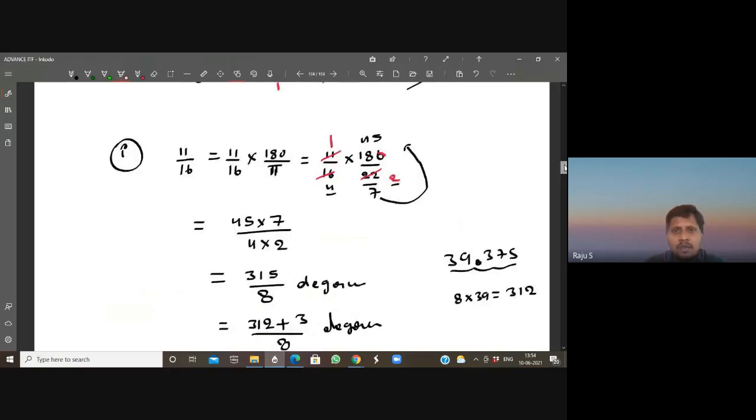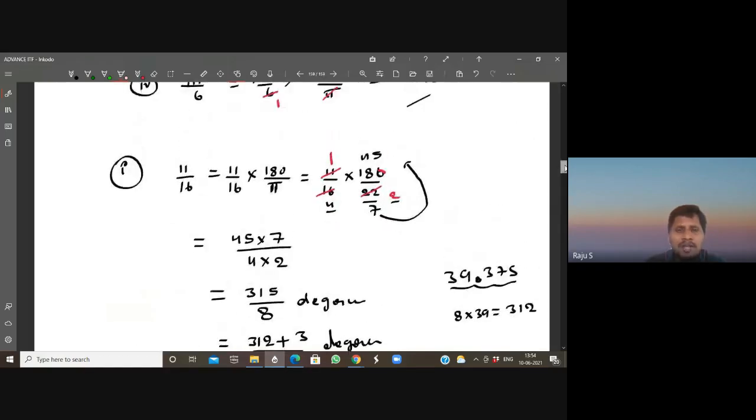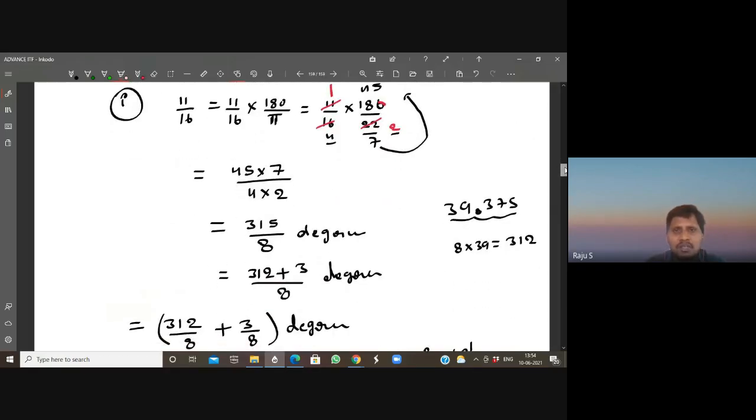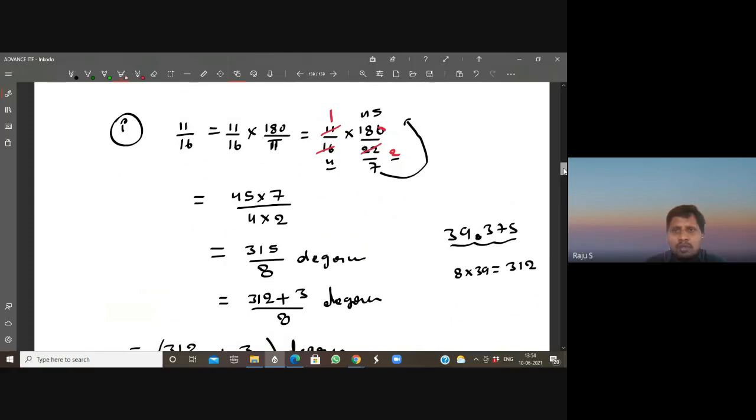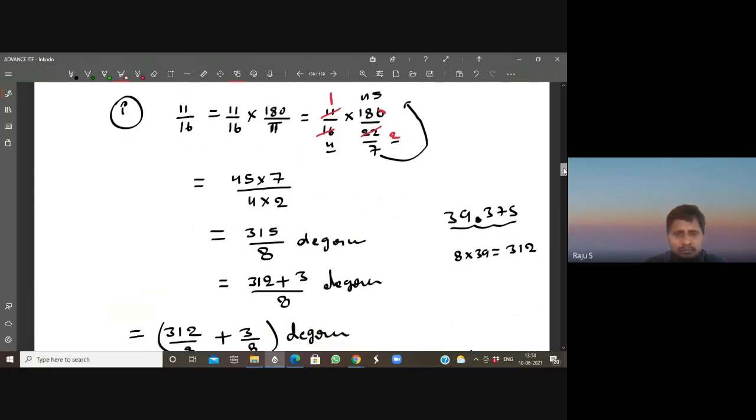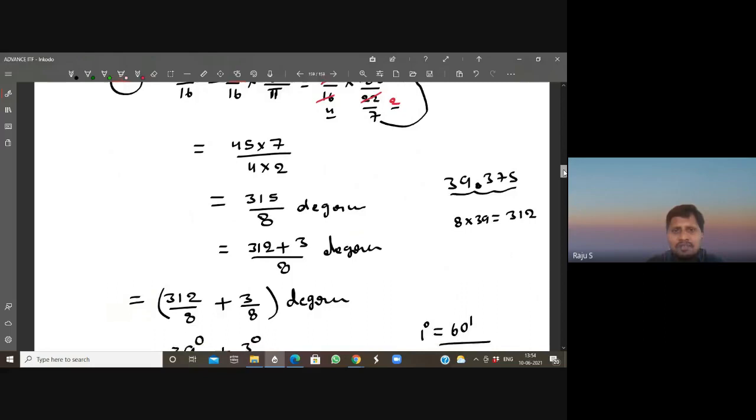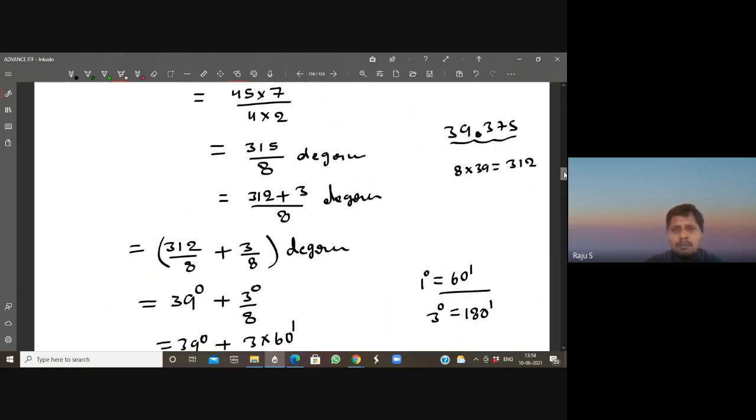Okay, what we have done: we multiplied 180 by pi. After that, we cancelled the 11 table and the 2 table. Finally, we got 315 by 8. That 315 means the nearest value which is divisible by 8 is 312 plus 3. So 312 by 8 plus 3 by 8.